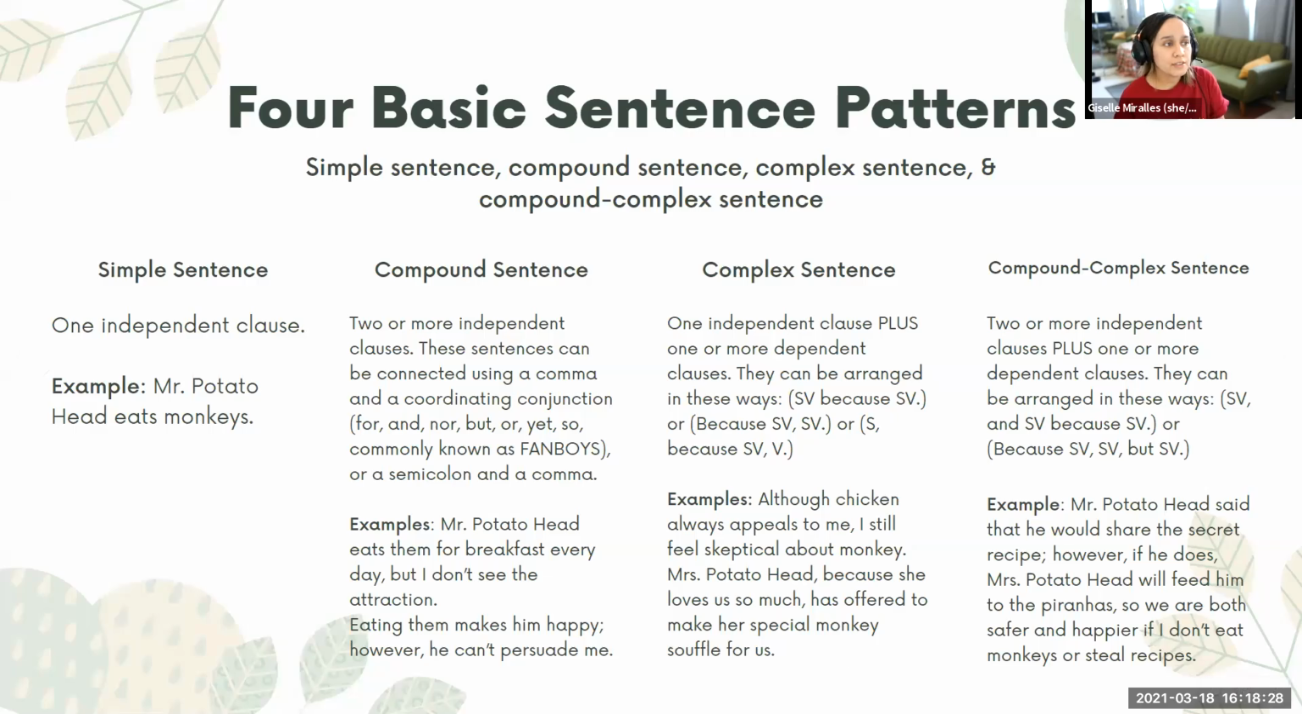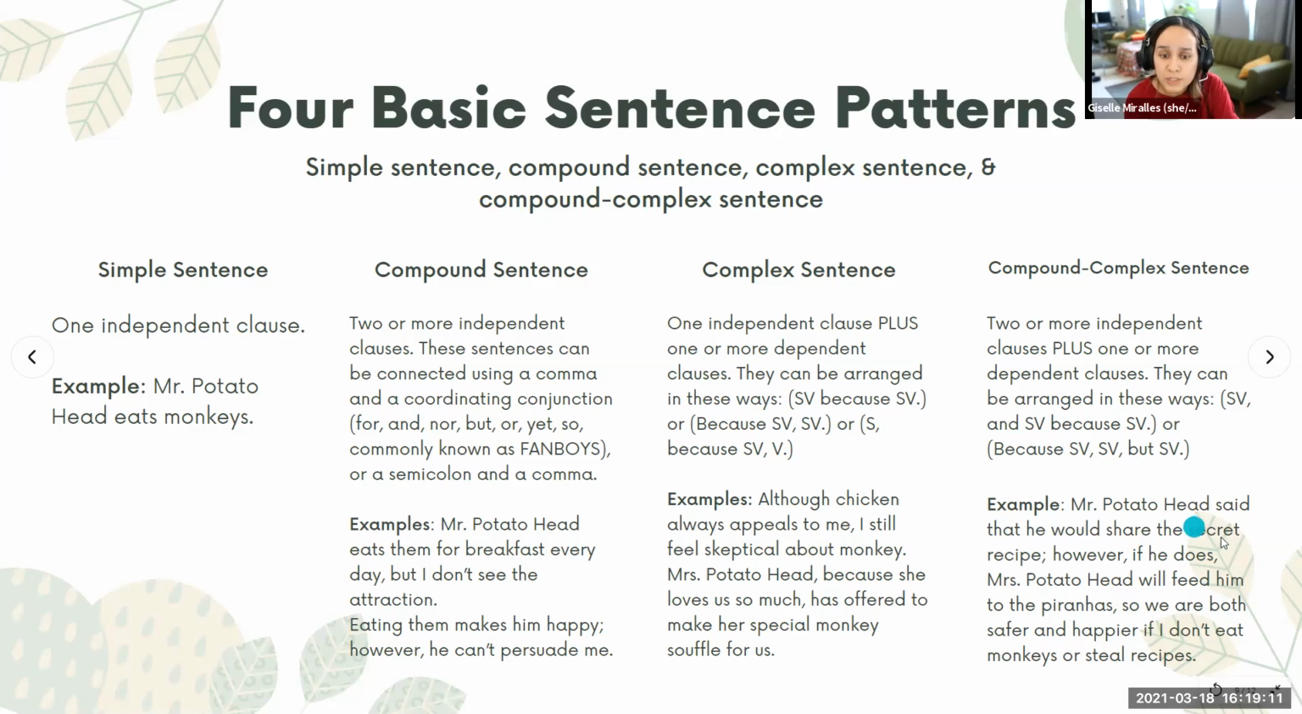The next type of sentence is the compound-complex sentence. This is two or more independent clauses plus one or more dependent clauses. So if you look, this is both a compound sentence and a complex sentence. That's a more simple way to think about it. When you join the two together, you get a compound-complex sentence. There's a number of ways that these sentences can be arranged. You can do subject verb and subject verb because subject verb, or you can do because subject verb, but subject verb.